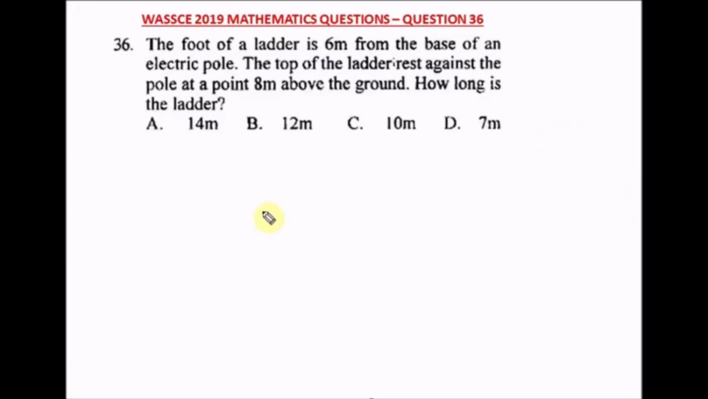Question 36 of the WAEC 2019 Mathematics Past Question. It says the foot of a ladder is 6 meters from the base of an electric pole. The foot of a ladder. So let's say this is the ladder, this is the foot. It's 6 meters from the base of an electric pole. So this is the base of this electric pole. Let's say this is the electric pole. Sorry, my electric pole is not straight.